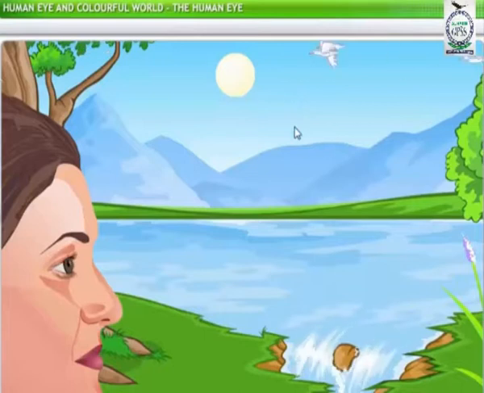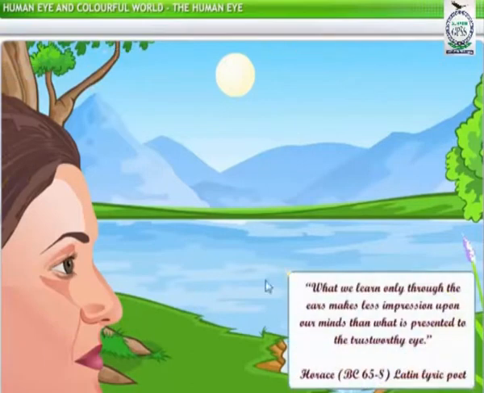The eye gives us access to a world of colors and brightness. According to a Latin lyric poet, Horace, what we learn only through the years makes less impression upon our minds than what is presented to the trustworthy eye. That is probably why the eye is also called the jewel of the body.